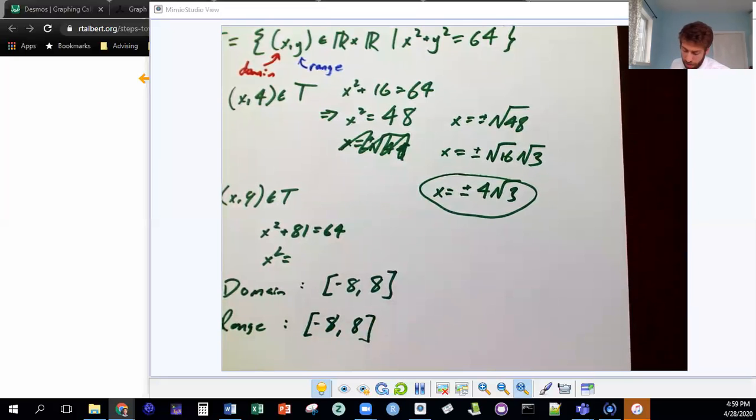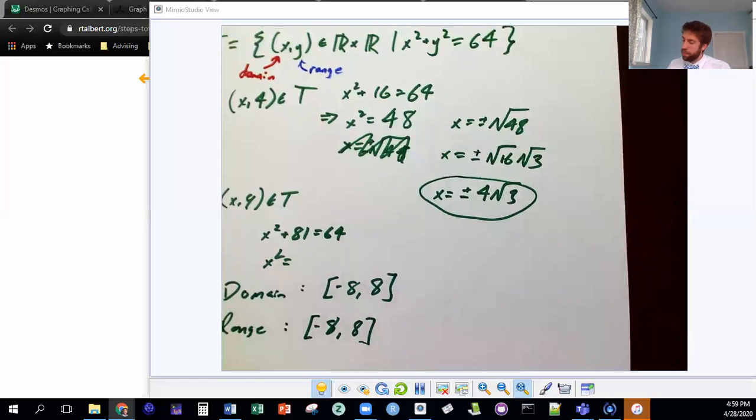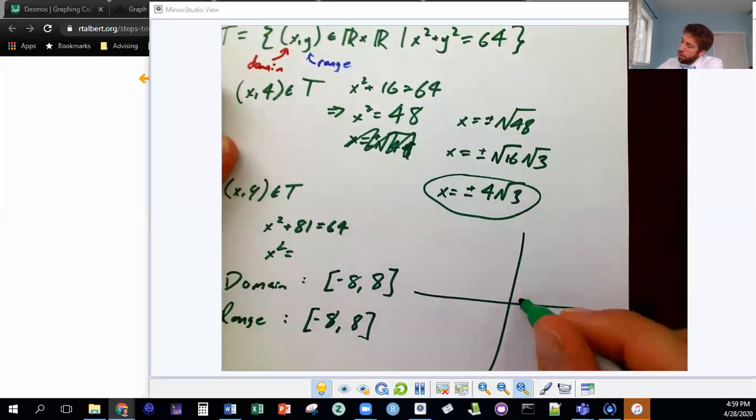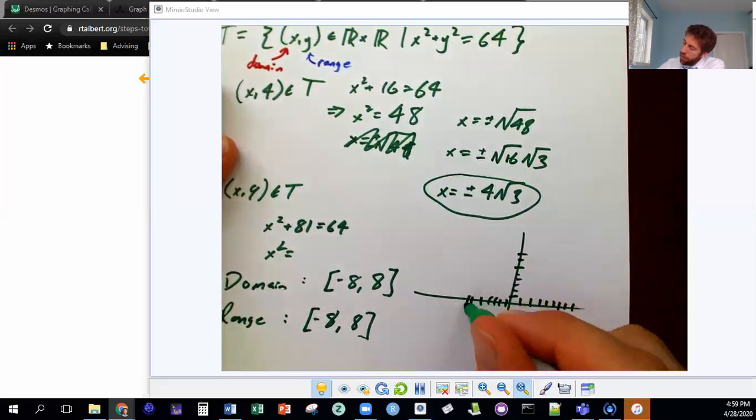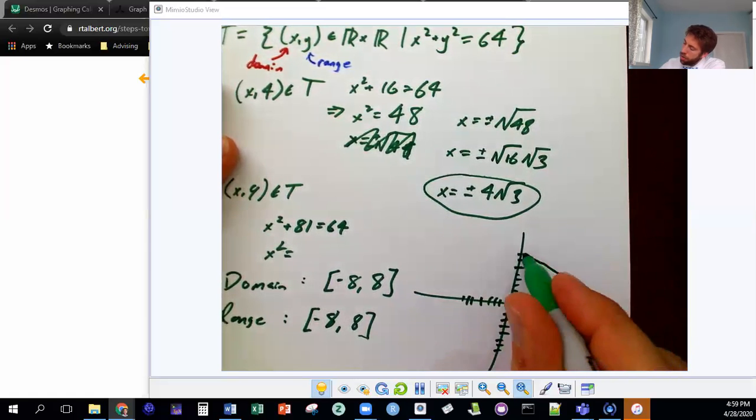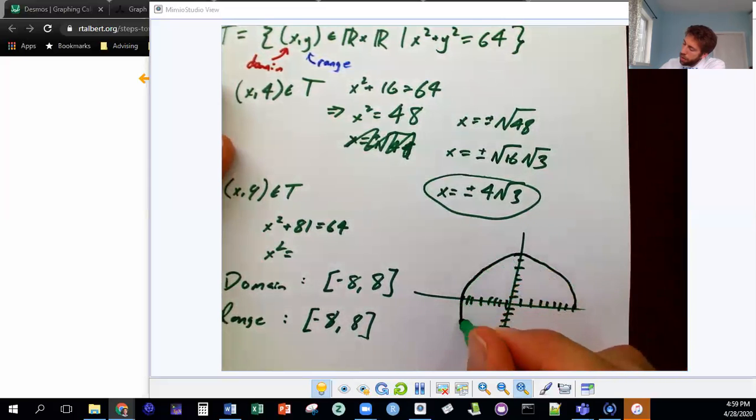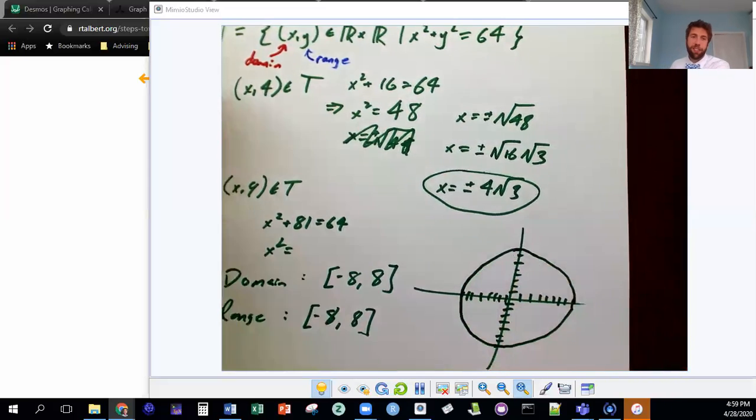Since T is a relation, its elements can be graphed in the coordinate plane. Describe the graph of the relation. That equation is a circle centered at (0, 0) with radius 4. Or no, radius 8, because 64 is 8 squared. So 1, 2, 3, 4, 5, 6, 7, 8 on each axis. Then draw the circle as best you can. It's okay. All right, so that's the graph of T.